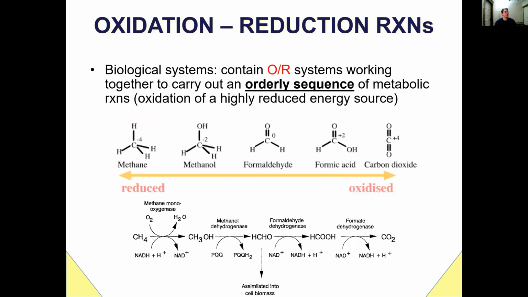Okay, so biological systems contain oxidation systems working together in a sequence to carry out metabolic reactions from a highly reduced energy source. So what does that mean? Essentially, a highly reduced energy source implies that more energy can be attained through its full oxidation, so it has the highest free energy. If you look at methane, for example, it has a lot of energy. There's still a lot of energy that can be obtained from oxidizing it all the way down to carbon dioxide, which does not have a lot of energy in it. You can't really oxidize that anymore.